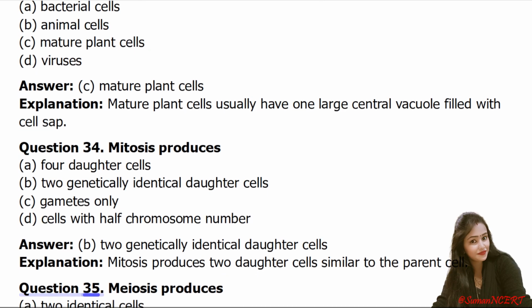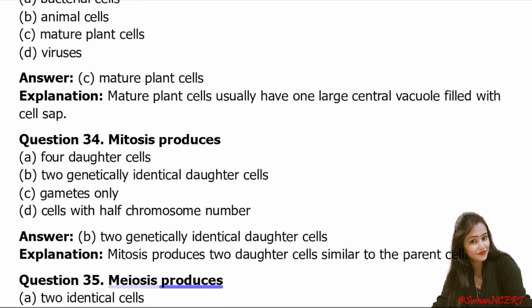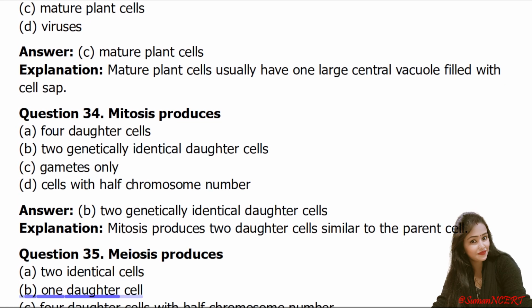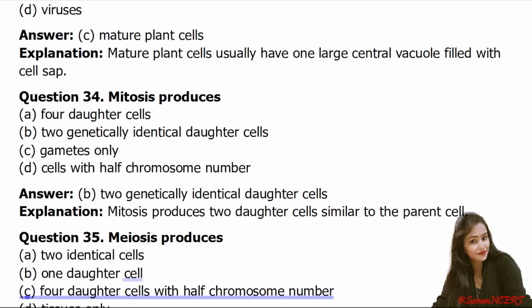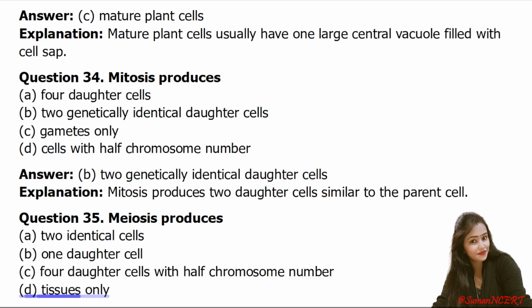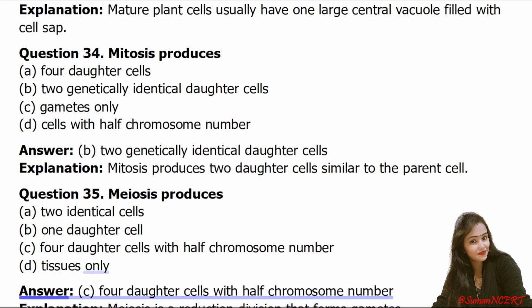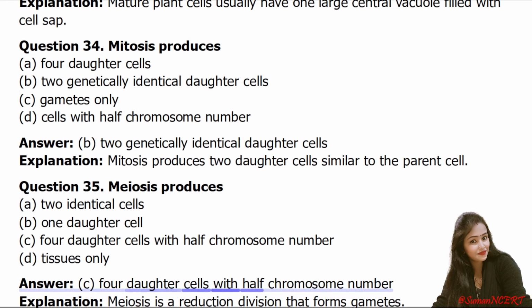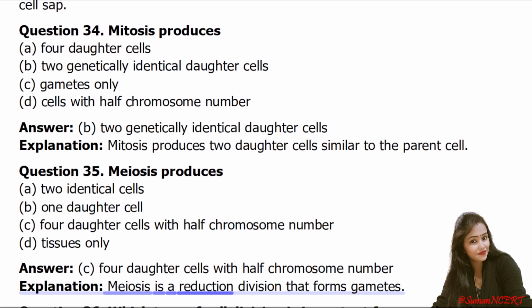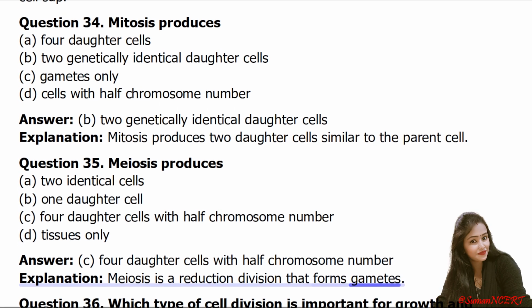Question 35. Meiosis produces A. 2 identical cells. B. 1 daughter cell. C. 4 daughter cells with half chromosome number. D. Tissues only. Answer, C. 4 daughter cells with half chromosome number. Explanation: meiosis is a reduction division that forms gametes.